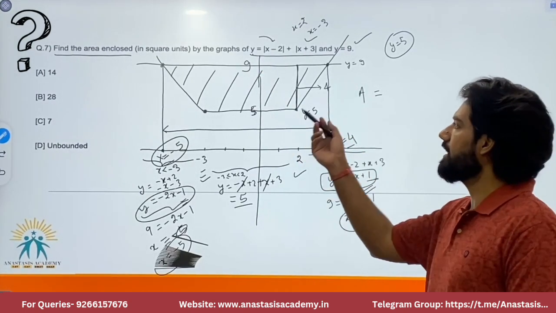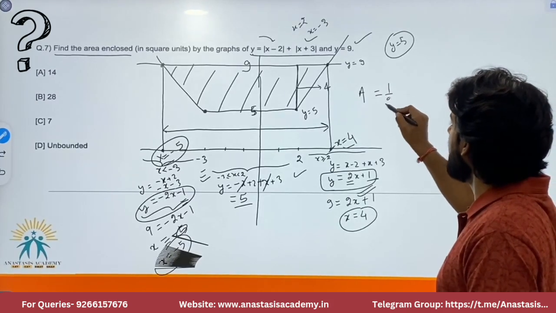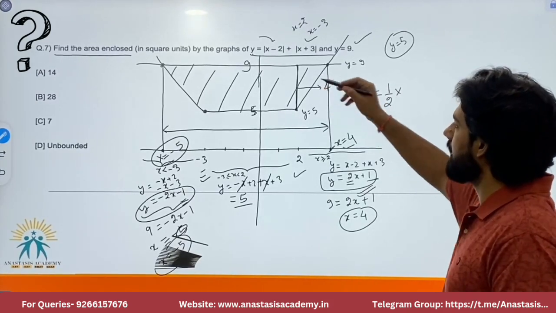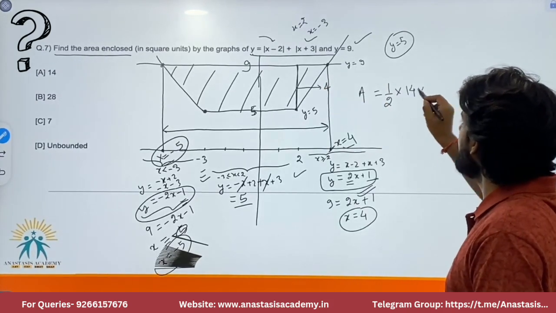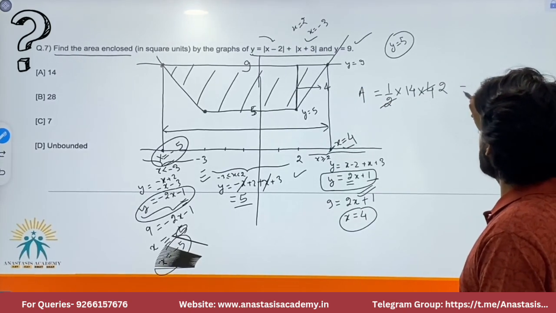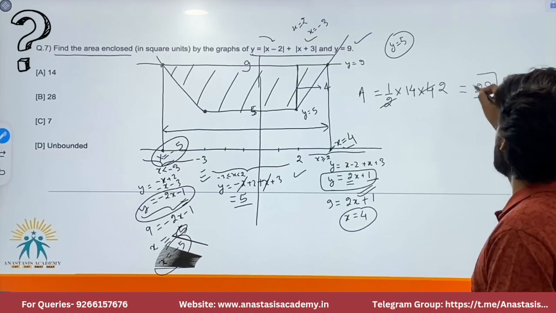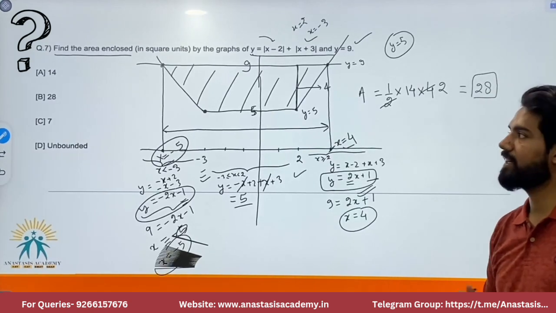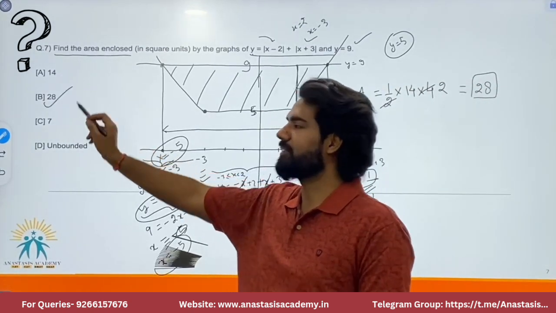So I can easily find the area. Area is half into the sum of parallel sides, that is 14, into the distance between parallel sides, that is 4. So the 2 cancels. The area comes out to be 28 units. So the correct answer to this question is option B, 28.